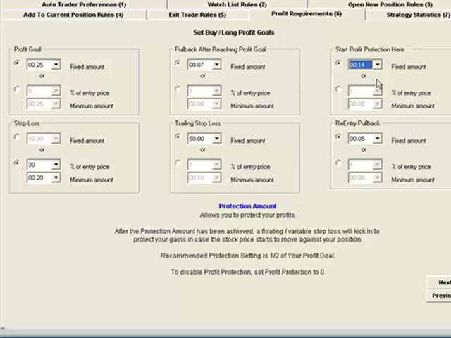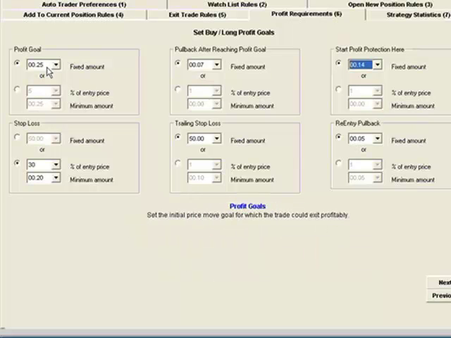Without profit protection, a stock could go up 24 cents and then go all the way back down and go below yesterday's close, and you still didn't get out because you never triggered a trailing stop loss or a stop loss, and you didn't reach your goal.